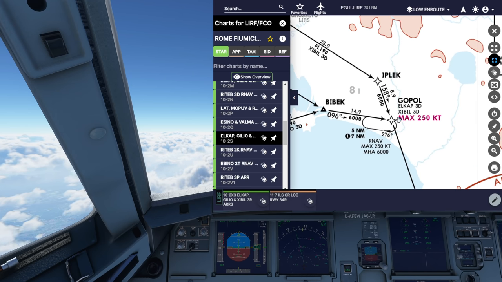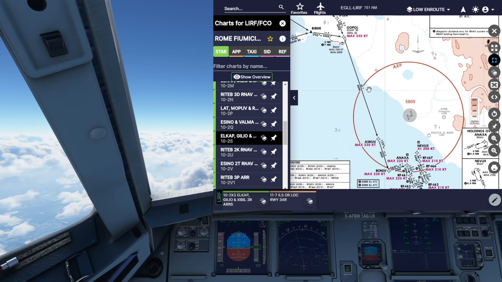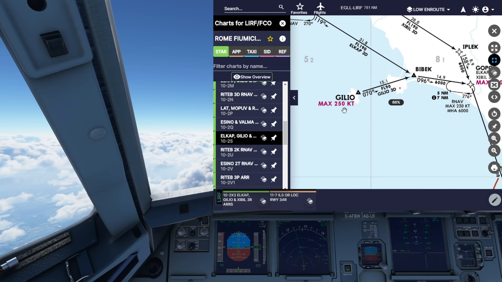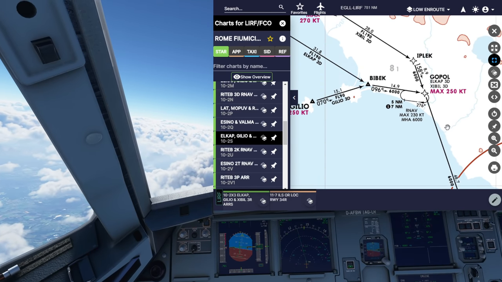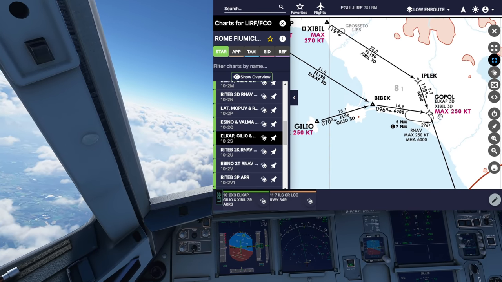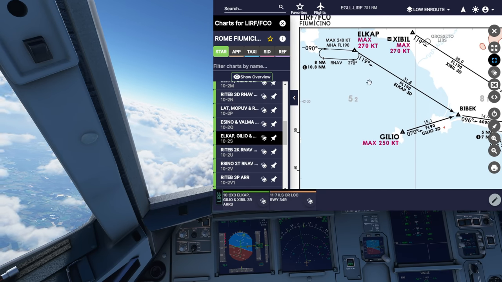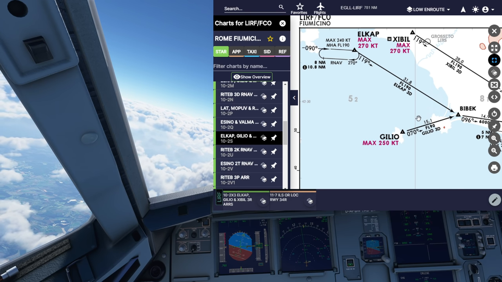You'll see that Goppel is not defined by a VOR. Sometimes they are, coincidentally, but a lot of these waypoints, you can see, are just waypoints. They're not overhead VORs. They're not anything. They're just a point in space, which is in the aircraft's database. So the aircraft can find its way to these waypoints very easily. You don't have to use GPS to do that.